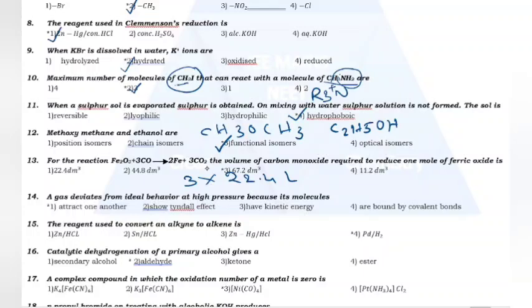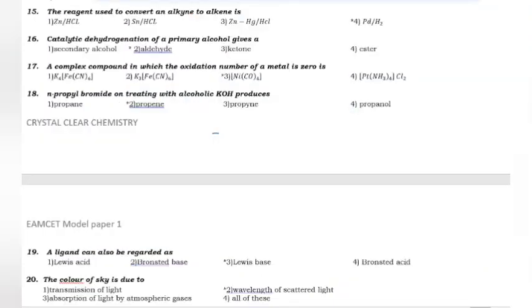Let's move to the 15th question now. The reagent used to convert an alkyne to alkene. So here, the triple bond is converting to a double bond. We can easily say that hydrogenation must take place here. It can be done in the presence of a catalyst like palladium. So the direct answer is hydrogen in the presence of palladium as a catalyst.